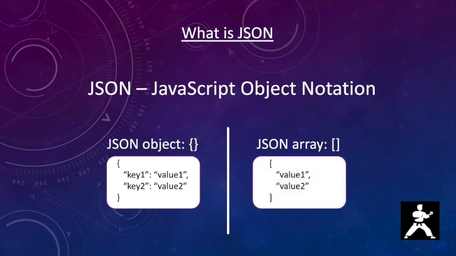The array has a simpler structure. It's just a list of values. Values are separated by a comma, and the array also has an index. The first value in the array is 0, the second value is 1, and so on.